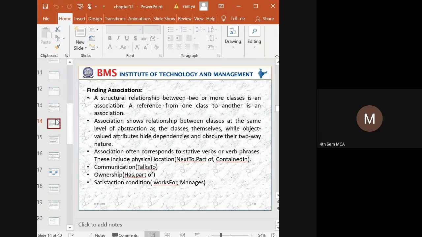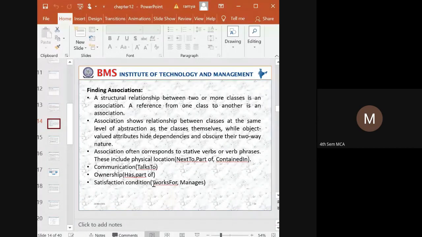Here, when we are trying to use an association with respect to the relationship between the classes, it depends upon the attributes, dependencies, or it can be a communication, how the communication is going to happen. To relate between two different classes, we are using the terms as a verb, right?